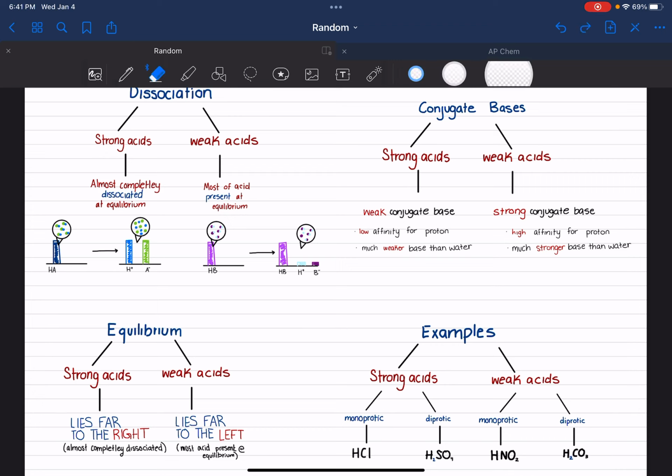Okay. Now, a weak acid, again, wants the inverse. The equilibrium lies far to the left here because most of the acid is present at equilibrium. It's not breaking apart. It doesn't want to break apart. And there's actually a reason behind this. There's a reason that the weak acids don't want to break apart. It's because of the molecule, and the way that the molecule is formed. But we'll get into that later.